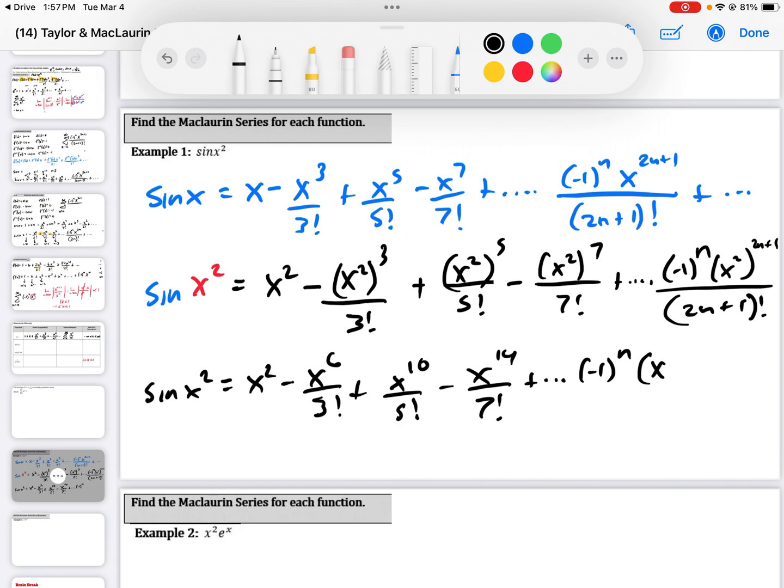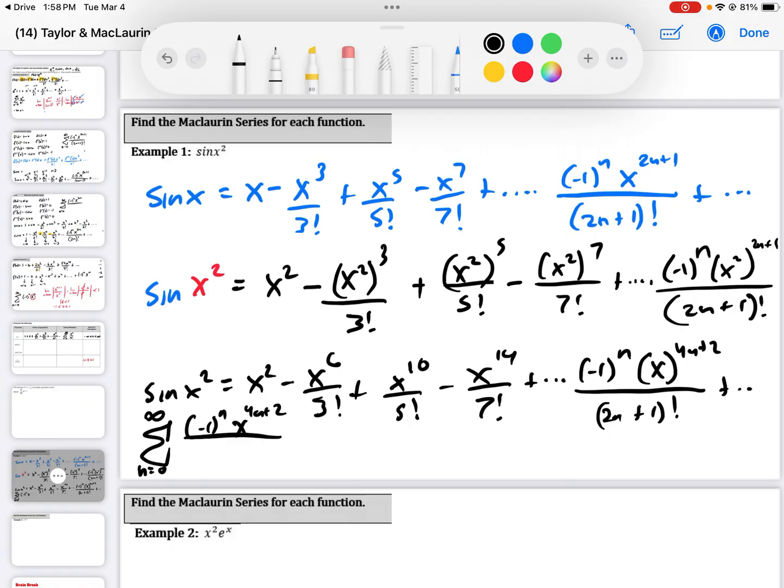And then what would this be? x to the 4n plus 2 over 2n plus 1 factorial. Plus dot, dot, dot. Don't forget that part. All right, so if I wanted to write the summation notation, it starts at 0 to infinity, negative 1 to the n, x to the 4n plus 2 over the 2n plus 1 factorial. So if I wanted the first 4 non-zero terms and the general term, or if it asks for the summation notation, those are those different components.